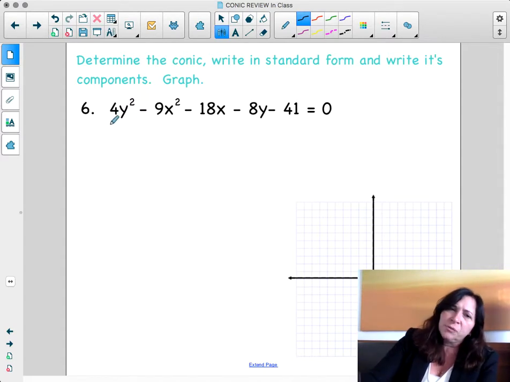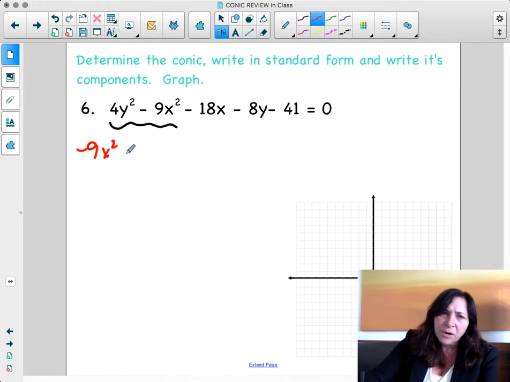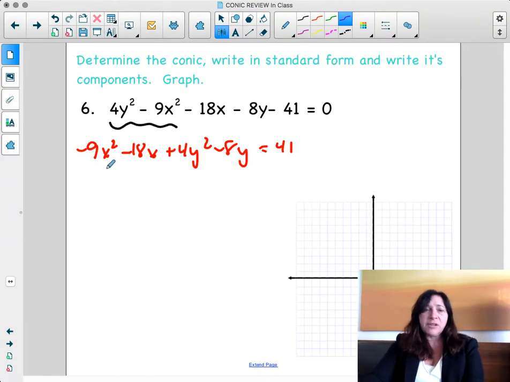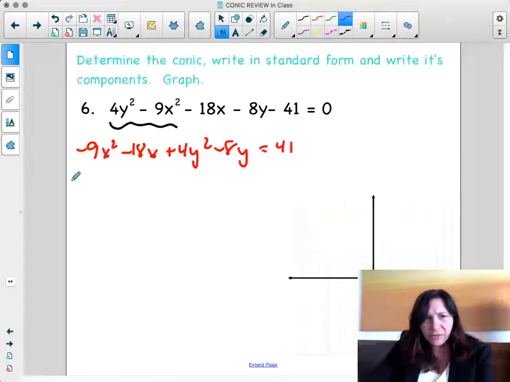We know that because we're just looking at the first two terms in our squared. So I'm going to group my terms. I've got negative x squared minus 18x, and I've got a y squared, so plus 4y squared minus 8y equals 41. And what I'm going to do is factor out these values, because remember, to complete the square, not only do you need an x squared term and an x, or a y squared term and a y, but your x squared term coefficient has to be 1. So we're going to temporarily factor out this negative 9.